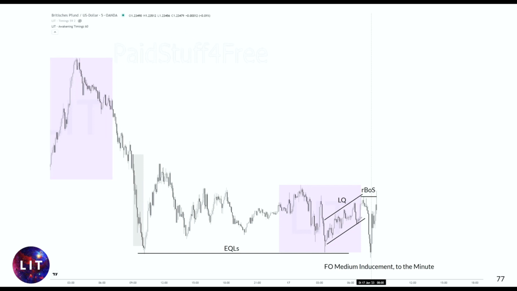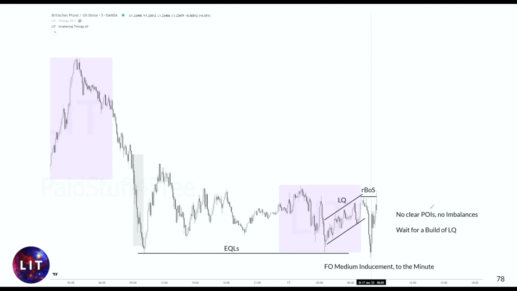For now, we just see, okay, perfect inducement, in this case also a medium one, as it took out structure to the left as well, also the equal lows, and this perfect intraday inducement with the Asia lows as well. And it obviously stopped out all these buyers in here. Momentum kicked in to the absolute minute, relevant break of structure. So the only question is our entry, right?